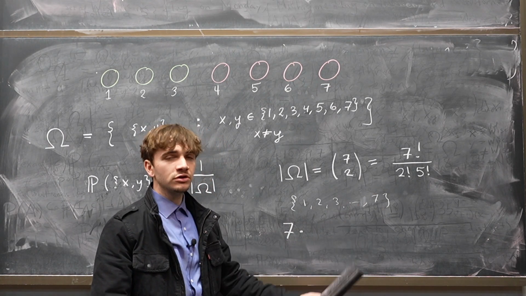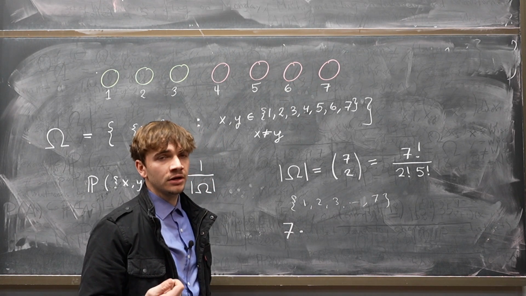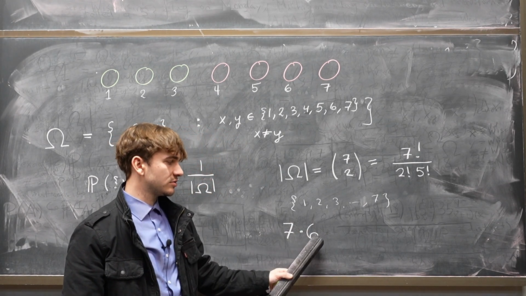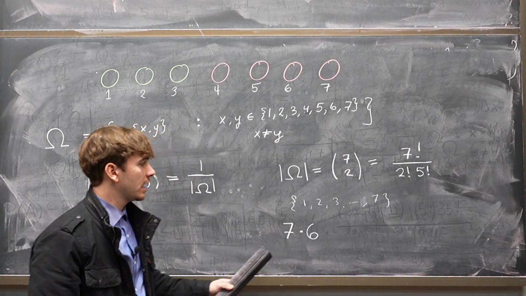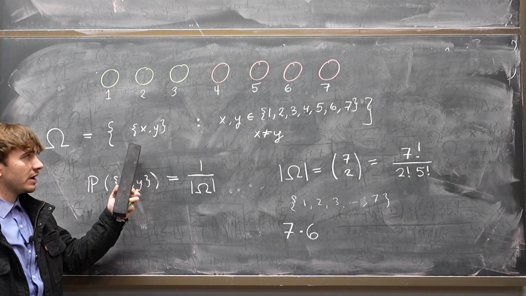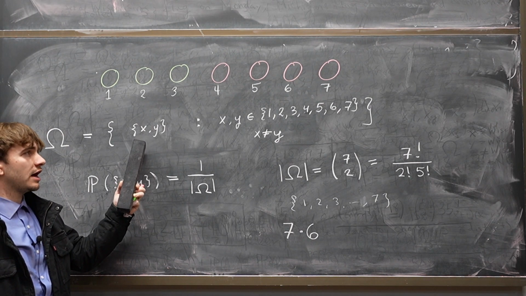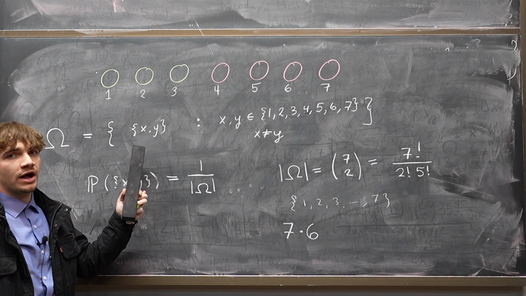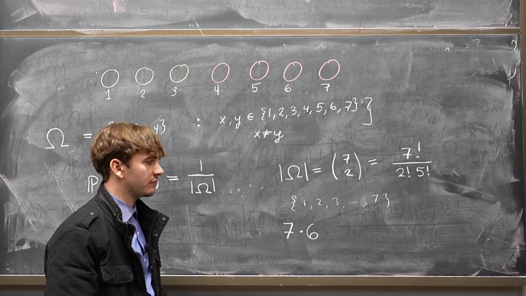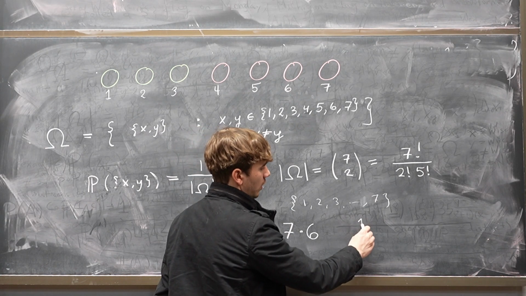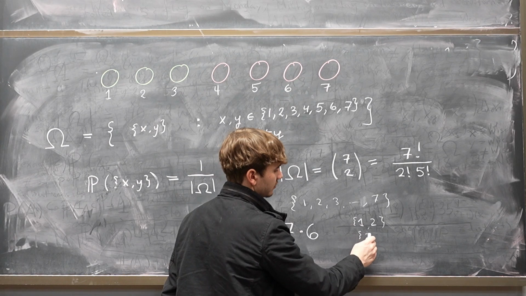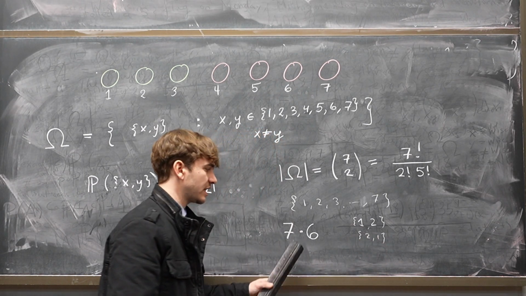And then once I've chosen an element, I only have 6 elements remaining. So I have 6 remaining choices. So that gives me 7 times 6 total possible outcomes. However, I've ignored order. So I have to account for the fact that x comma y is equal to y comma x. In this scenario, I've not accounted for that fact because I've counted 1, 2 separately from 2, 1, for instance, in this counting procedure.